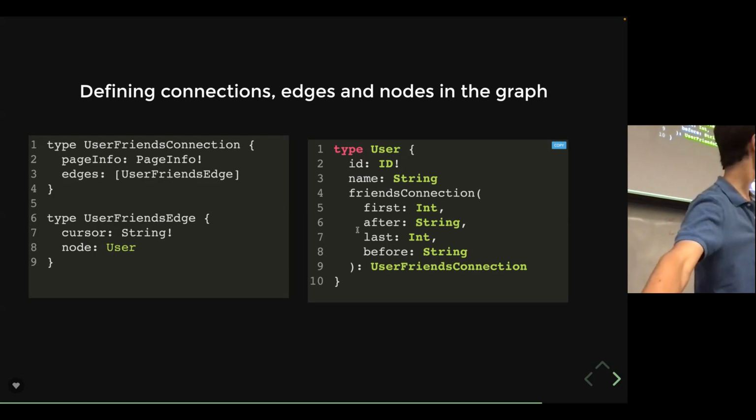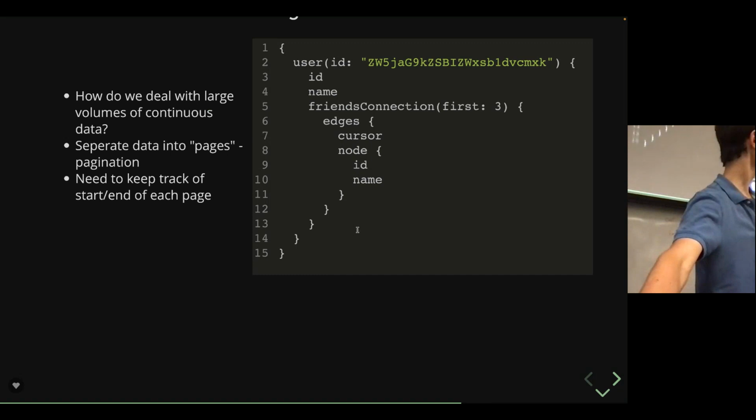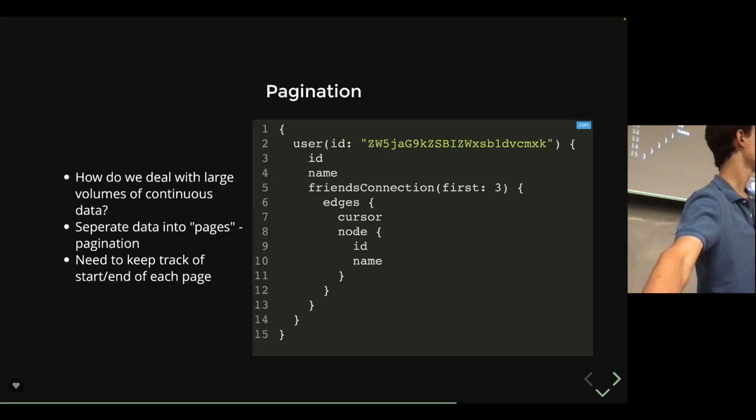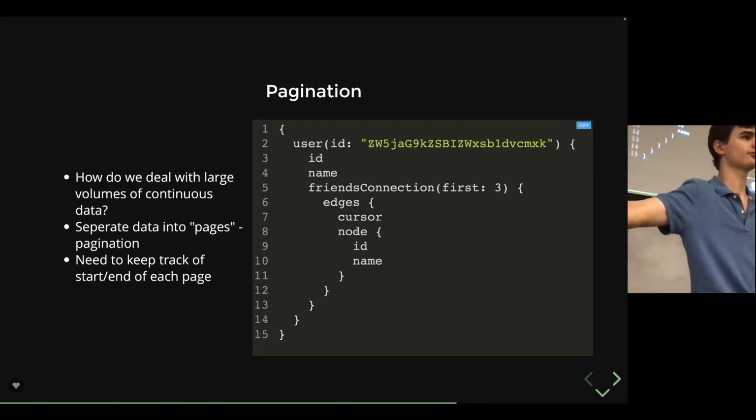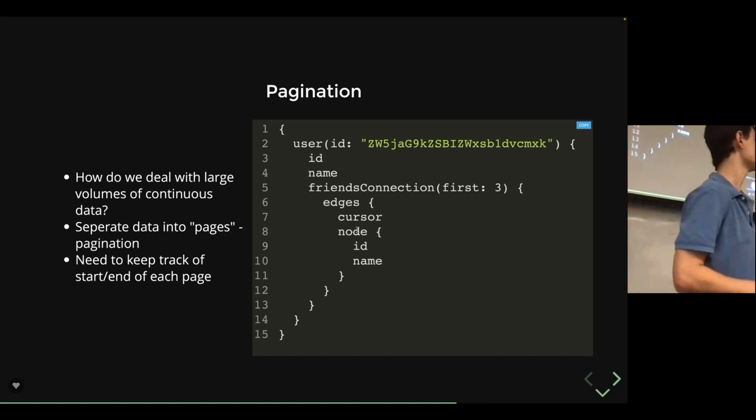You could do things like this query back up here. We say, give me the first 3 friends, and you're like, well, Nick has no friends, so you don't get any. That edges array is empty.